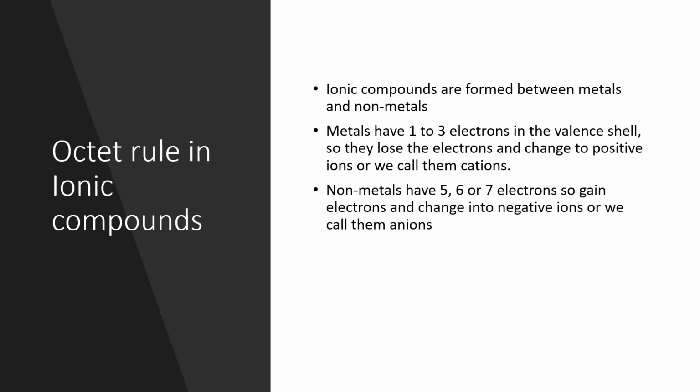Non-metals, on the other hand, have 5, 6, or 7 electrons. Instead of losing the electrons, they tend to gain 3, 2, or 1 electron and become a charged atom, which we call an ion or an anion. If it gains 1 electron, it becomes -1 charge. If it gains 2 electrons, it will be -2 charge. And if it gains 3 electrons, it will be -3 charge. So that's how the charges are represented, depending upon the number of electrons it has gained.